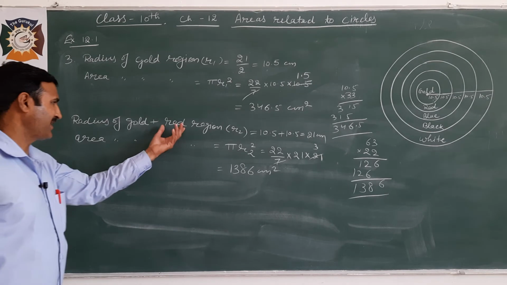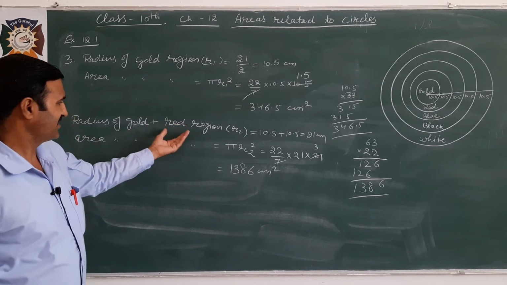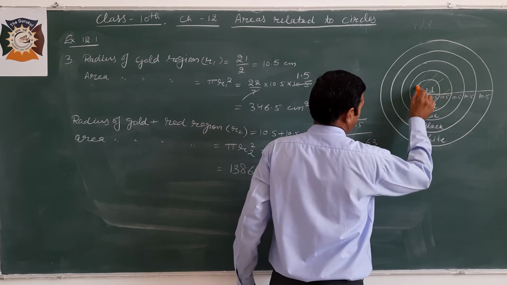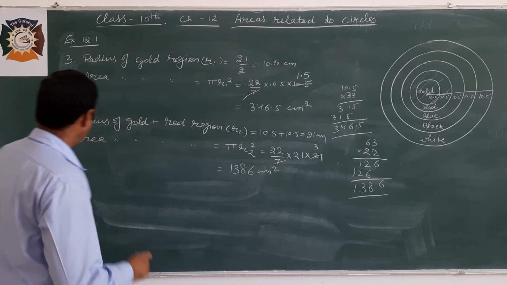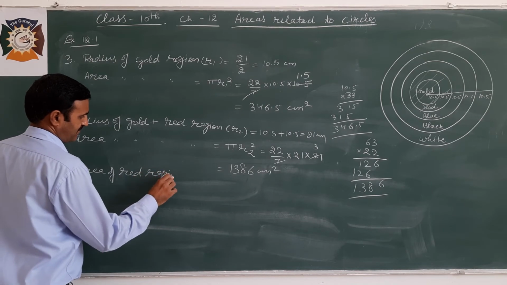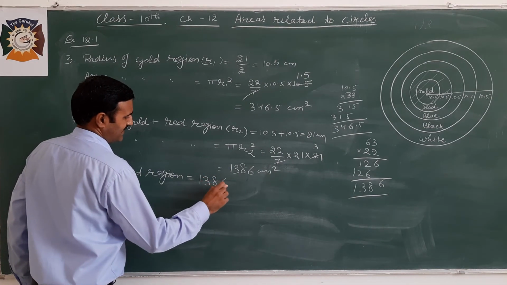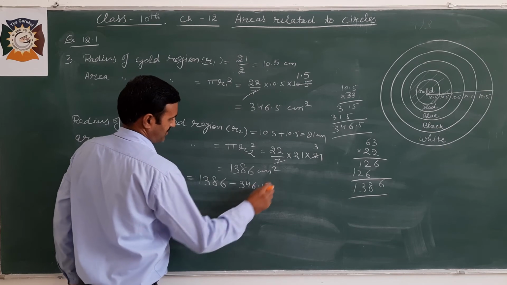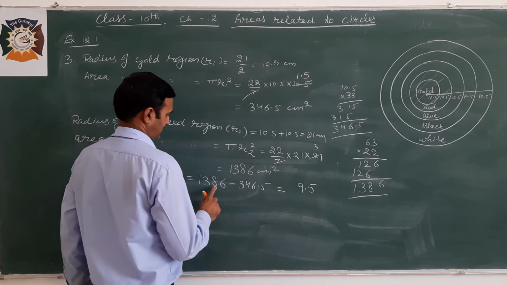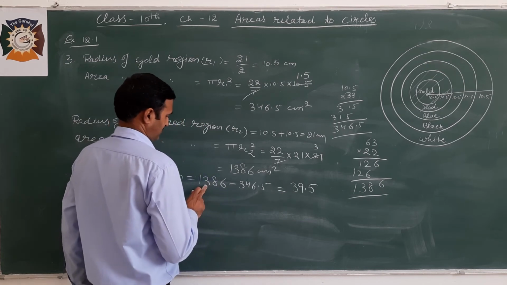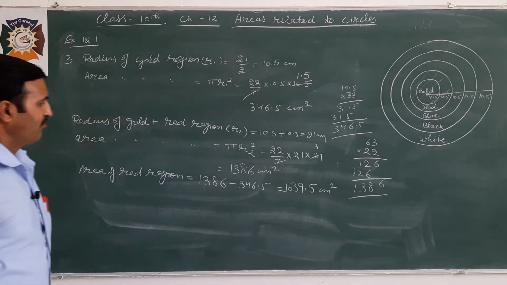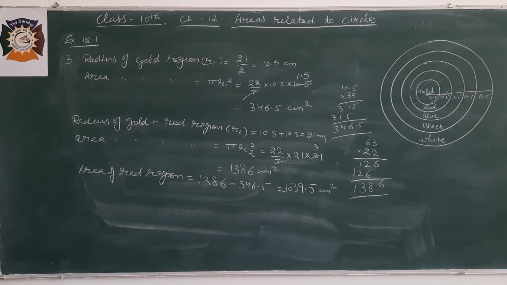But we have to find the area of red region separately. So if we subtract the area of gold region from the complete gold plus red region, what will be left? Red region. So area of red region is area of gold plus red minus area of gold, 1039.5 square centimeter.